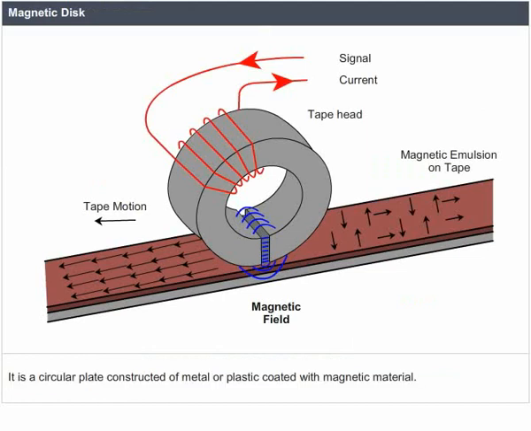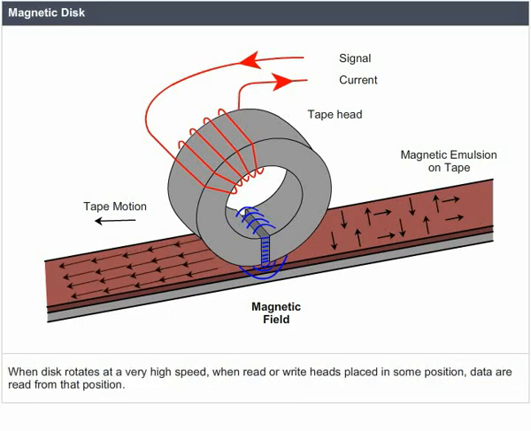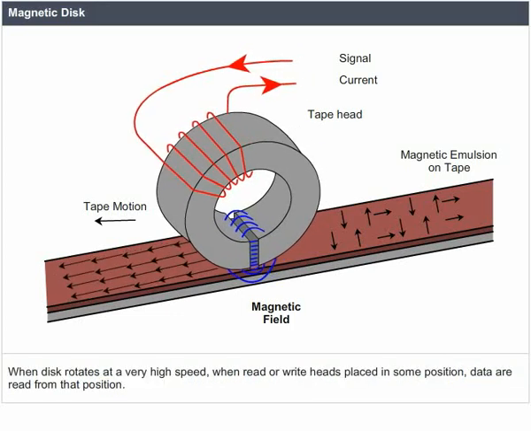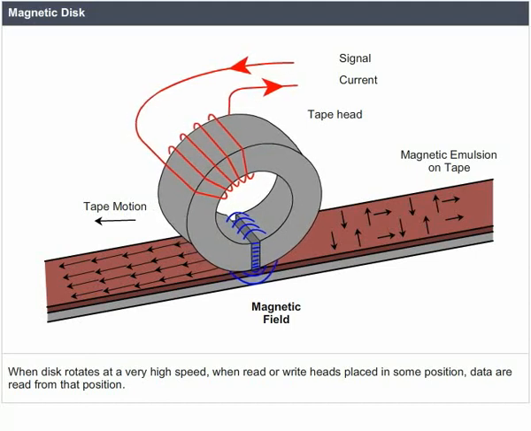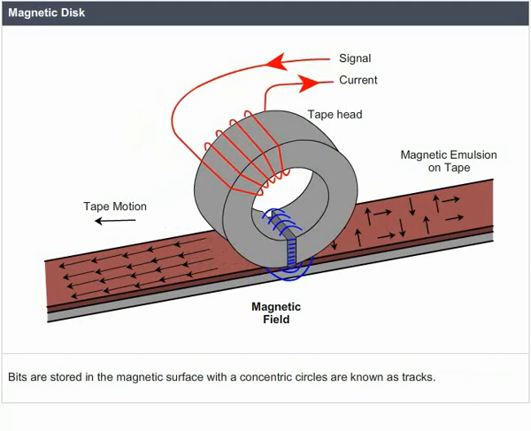Magnetic disk. It is a circular plate constructed of metal or plastic coated with magnetic material. Both sides of the disk are often used for storing data. Several disks are combined on one spindle, with read or write heads available on each surface. When the disk rotates at a very high speed and the read or write heads are placed in some position, data are read from that position. Bits are stored on the magnetic surface in concentric circles known as tracks. Each track is divided into a number of sectors.